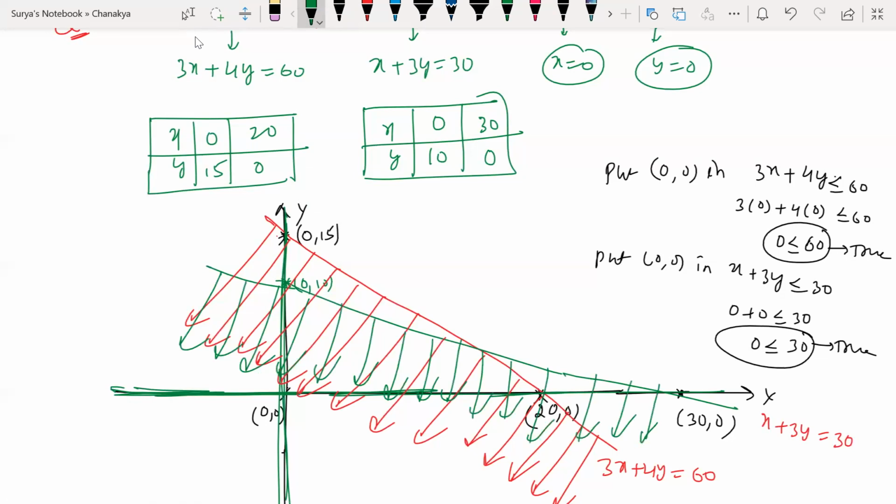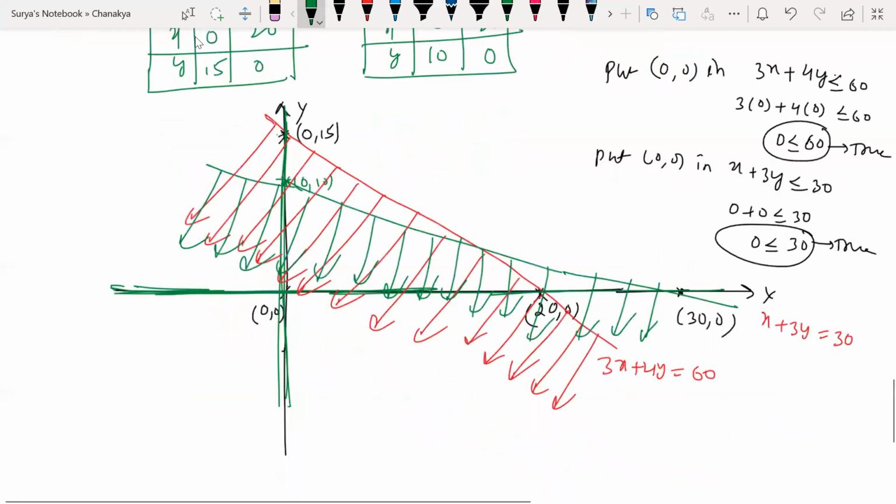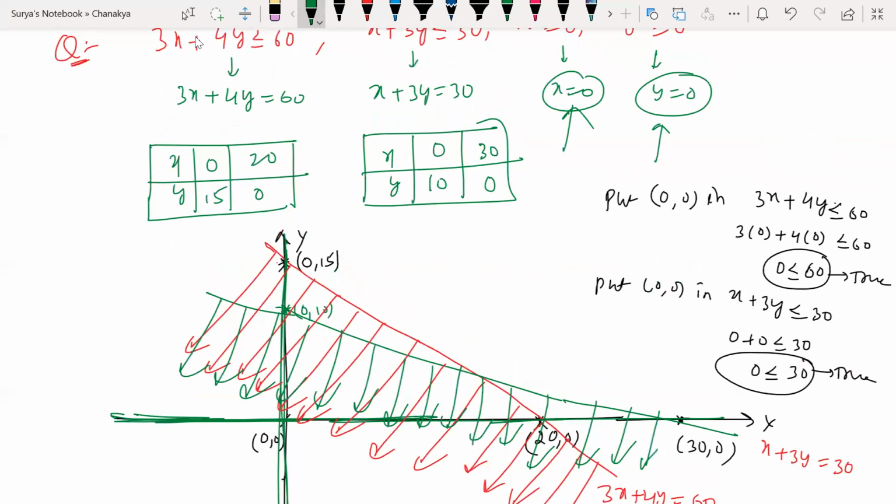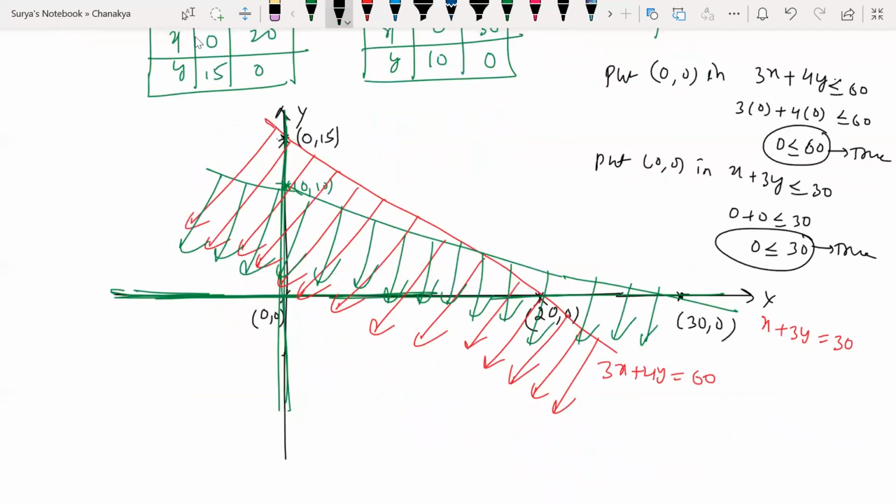Okay, so what is the common region now? Common region of x is equal to 0 and y is equal to 0, and the green line and red line. Which area is in common right now? This is a portion in common. Look at this here. This is a portion in common.